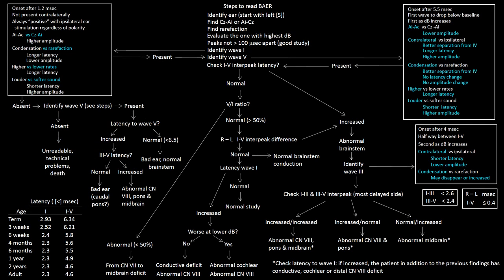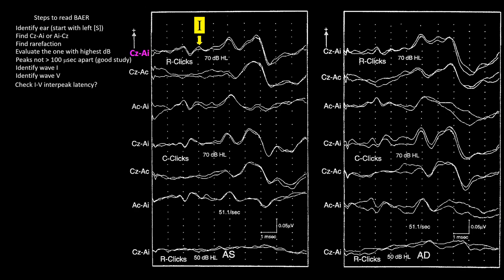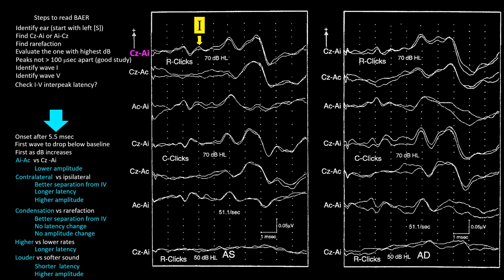So, having determined wave 1, next step is to identify wave 5. And as I did for the identification of wave 1, I will do for the identification of wave 5. Listed under the aqua arrow are the main items that help the identification of wave 5.